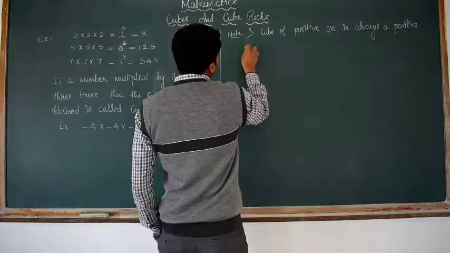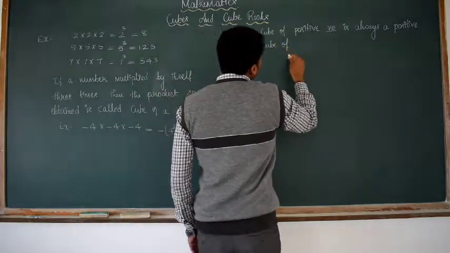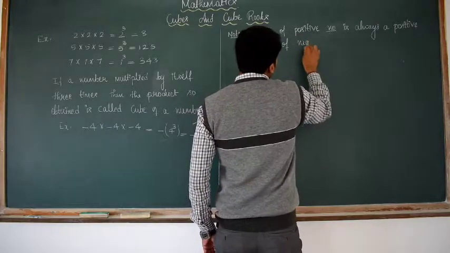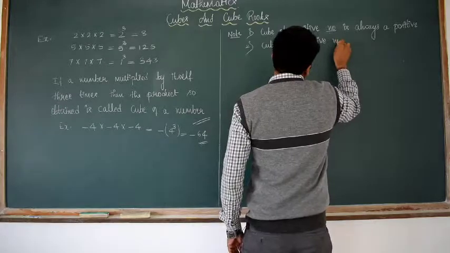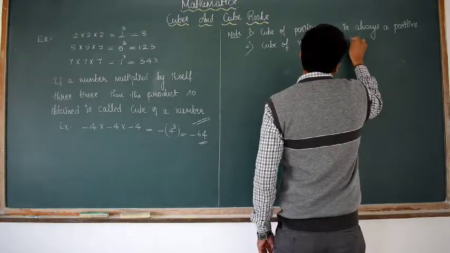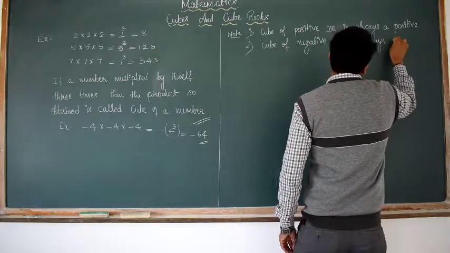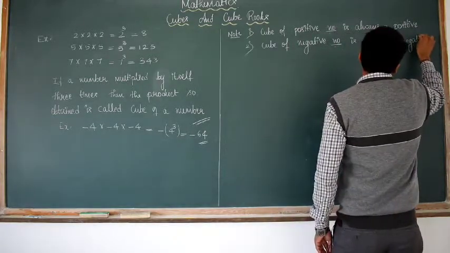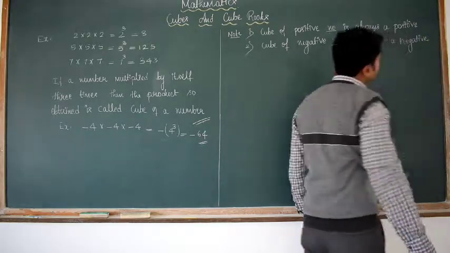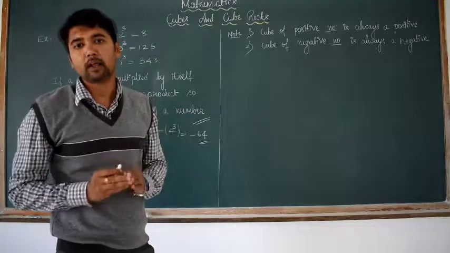Clear? In the same way, the cube of a negative number is always negative itself. This must be understood by everybody.